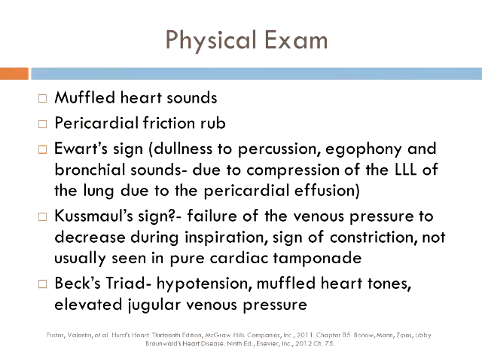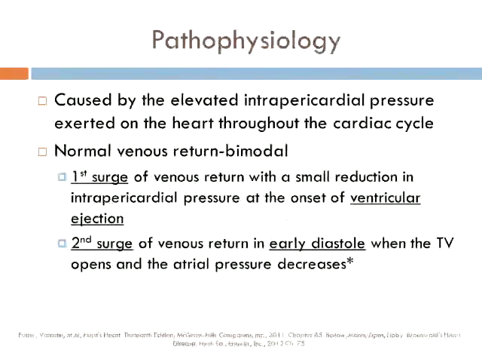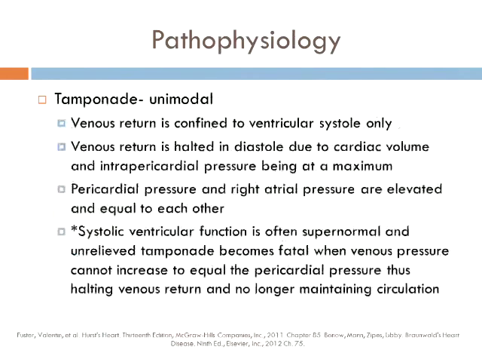So physiology, just the main things. In normal venous return, we have a two-surge return: ventricular ejection, and then early diastole. The main way we get return is diastole. But in tamponade, we lose the early diastole portion because pressures are equalized.